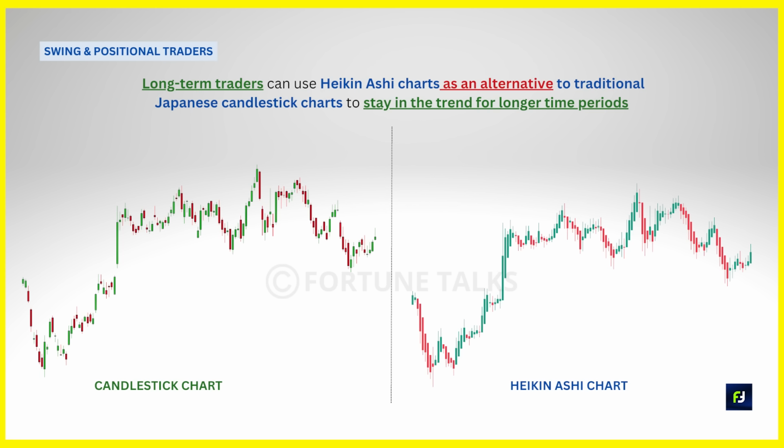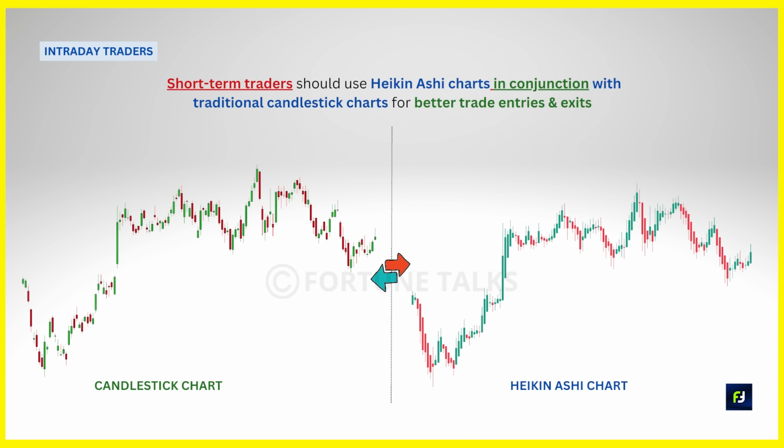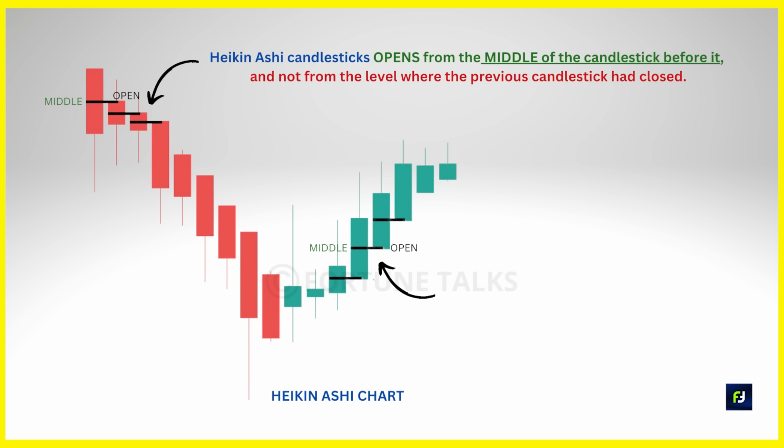This is the reason why long-term traders usually use Heikin Ashi charts as an alternative to traditional Japanese candlestick charts, while short-term and intraday traders use them in conjunction with traditional Japanese charts, switching back and forth between the two. Another factor that makes Heikin Ashi different from the traditional Japanese chart is how the price is displayed in terms of open and close. If you look closely at the Heikin Ashi chart, you'll notice that each Heikin Ashi candlestick starts from the middle of the candlestick before it, and not from the level where the previous candlestick closed.